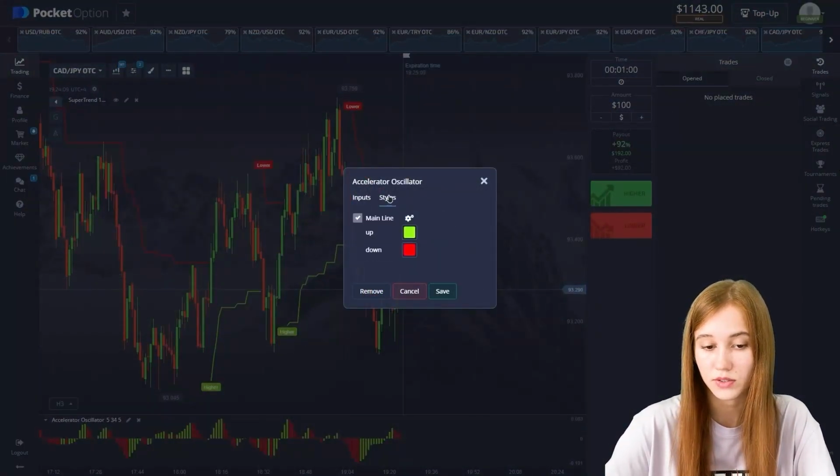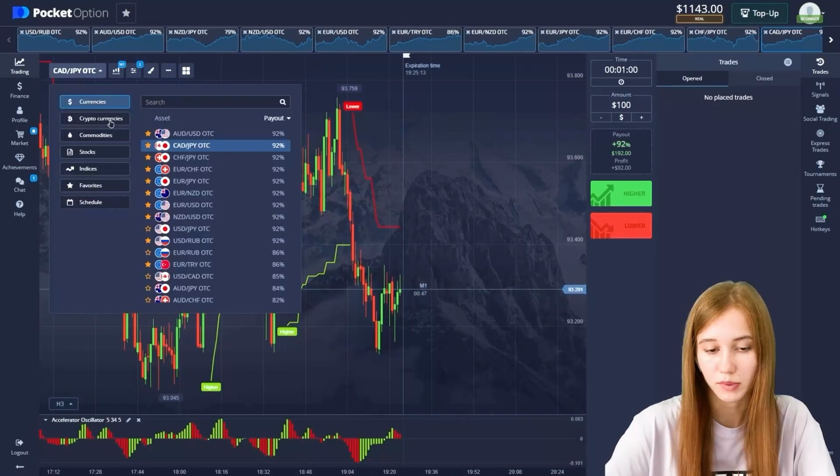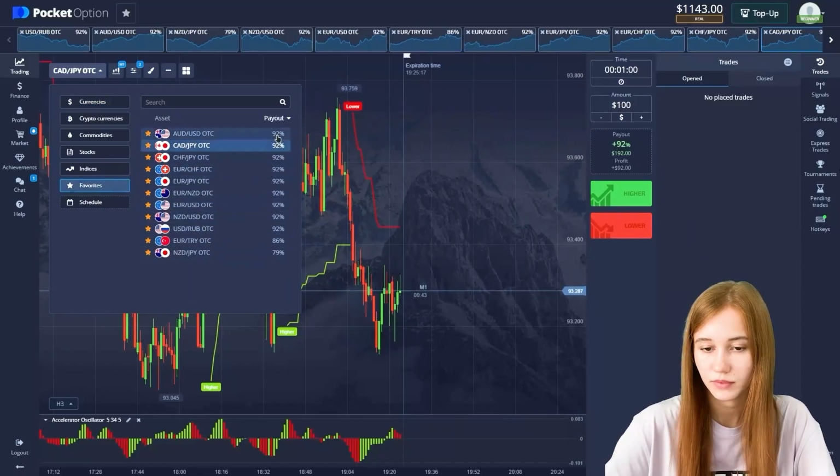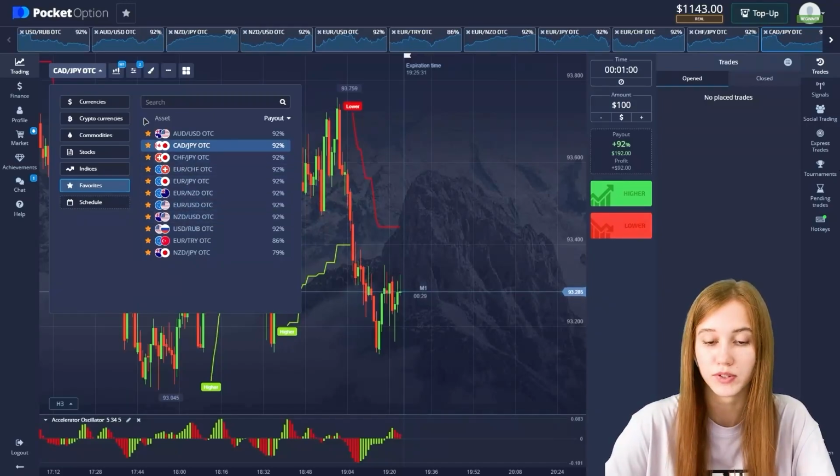The currency pairs, as you see, have interest payout amounts, for example, 86%. This means if we open at $100, the profit will be $86. My advice to you is to choose currency pairs with a payout percentage above 70%.